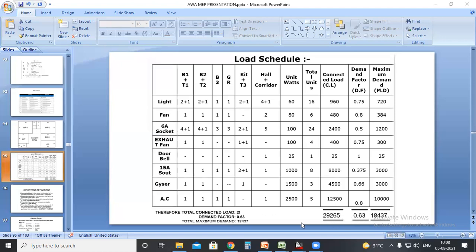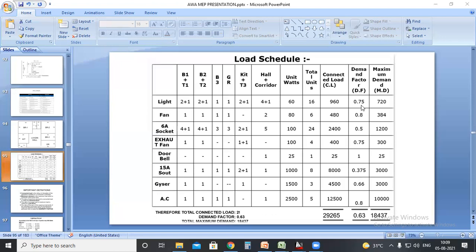After listing down all this, you will get the total load and you will assume the demand factor. Here they have taken 0.63. How did we get the 0.63? By adding individual demand factors. As I told, that is not necessary. It is actually a time consuming process. So you can assume the value for residential, commercial, and industrial buildings. Make sure that the demand factor does not go below 0.5. You can take the demand factor between 0.5 to 1.